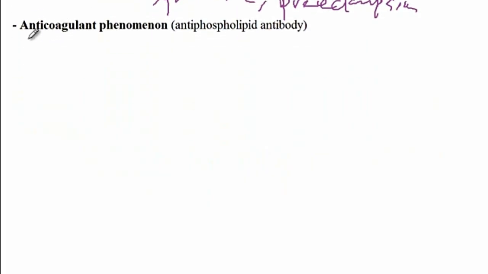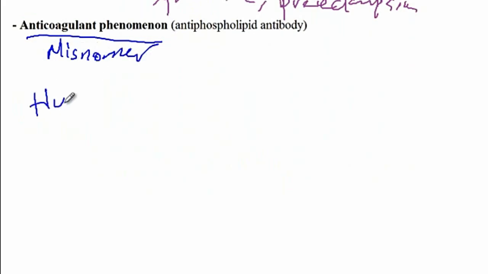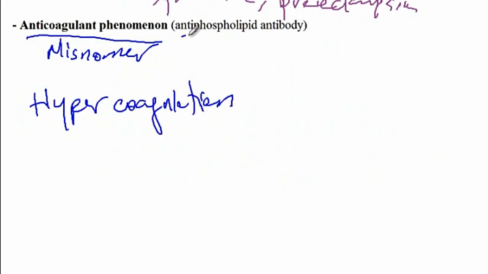And then finally we have the anticoagulant phenomenon, but this is a misnomer because these patients actually have a hypercoagulation state. So due to the presence of antiphospholipid antibodies, these patients have a hypercoagulation state. However, antiphospholipid antibody is associated with an elevated PTT, and thus since there is an elevated PTT, the name anticoagulant phenomenon is given to it.